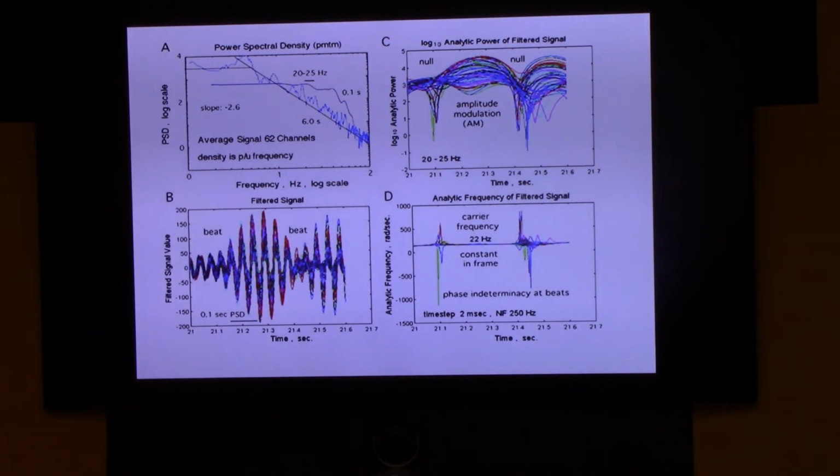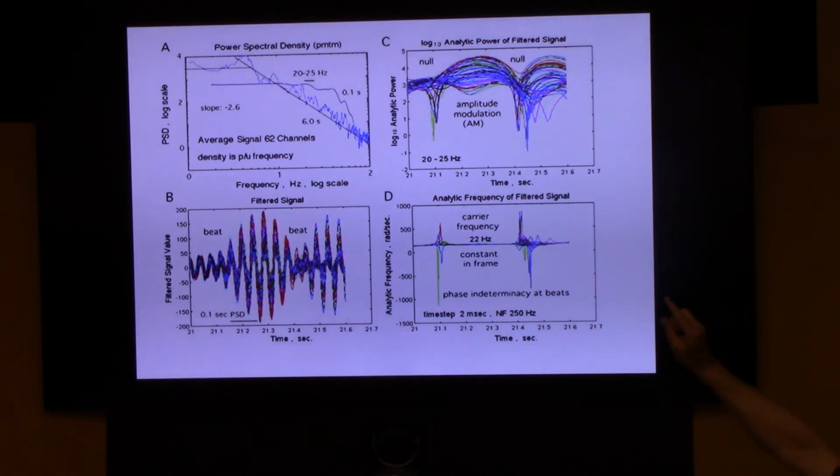What's the signal that you started with? Well, in this case, it's an average signal over 62 of the 64 channels. Signal of what? Electrodes. The electrodes on the brain. Okay, and so the long time window tells you what the frequency breakdown is. The short time window is going to be more specific to the time, and so he looks at both of them to find a peak.